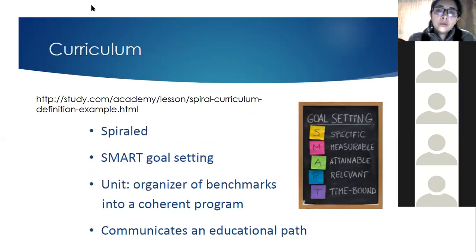Why should goals be specific? Is that a question, teacher? Yeah. Well, so here you have the characteristics. They should be specific, measurable, attainable, relevant, and time bound. Why do you think they should be specific?